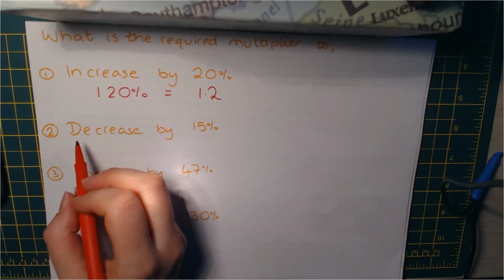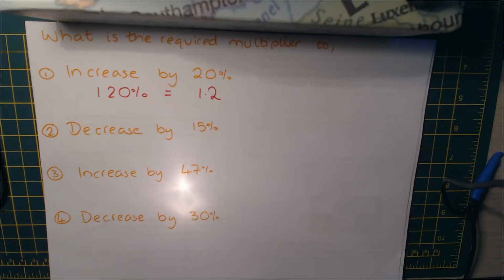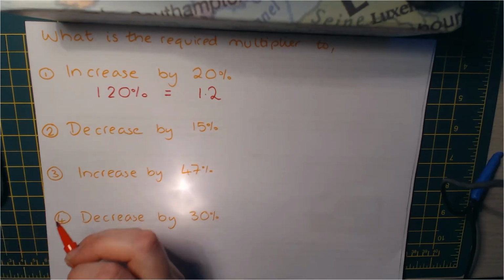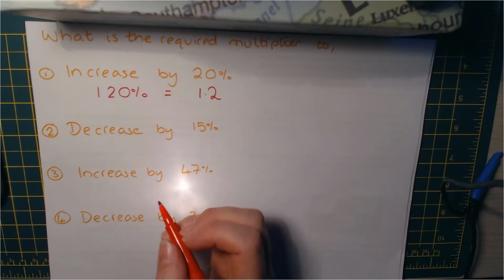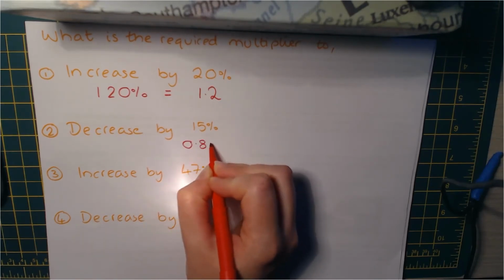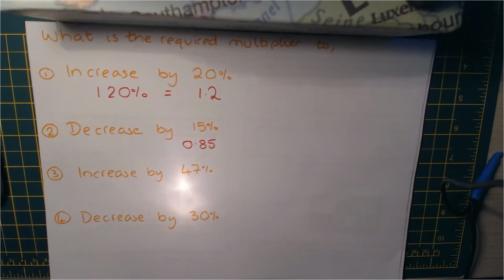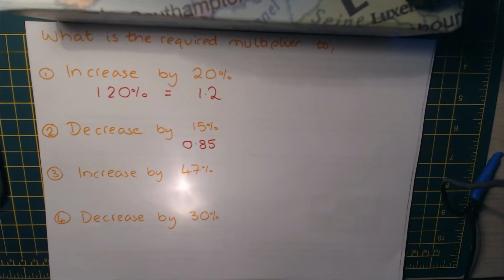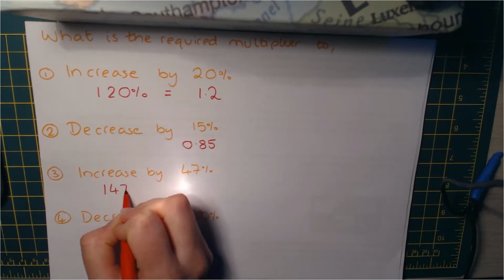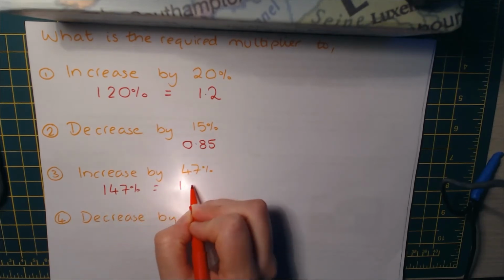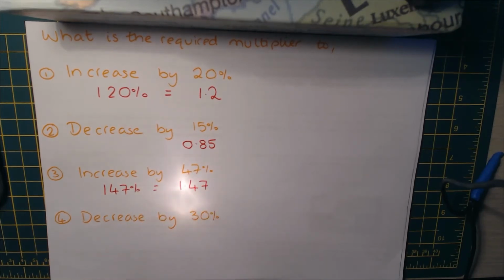Now this time we're looking at a decrease. If we've got 15% off, we're going to have 85% on, so we're going to multiply by 0.85. And because it's less than 1, we know we're going to be decreasing. To increase by 47%, we're looking at 147%, which gives us 1.47 as a multiplier.